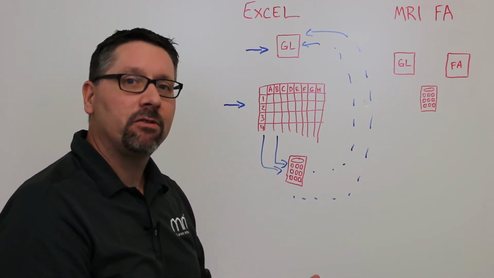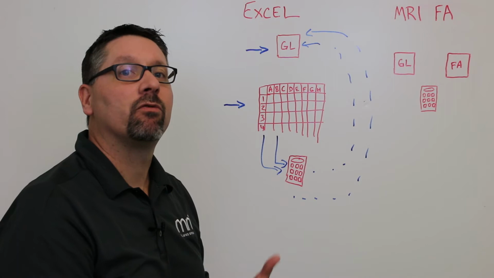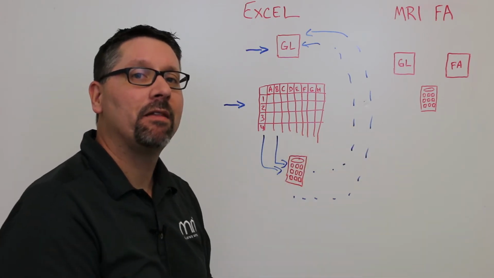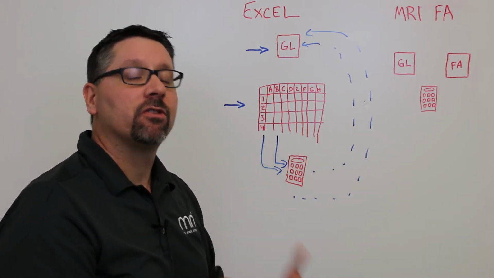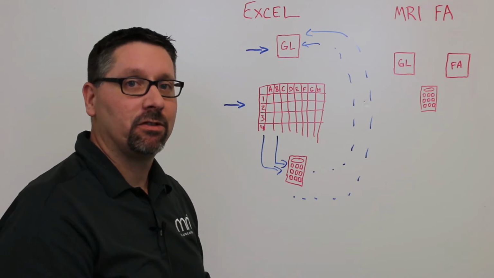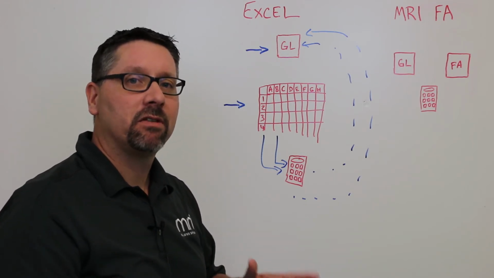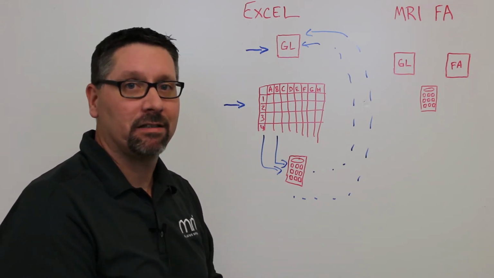We have a very time-consuming process. We introduce a great deal of risk into the process. And as you can tell by the AMR report, there's a tremendous amount of error that is introduced into this process. So how can that be solved by using an automated fixed asset tool?